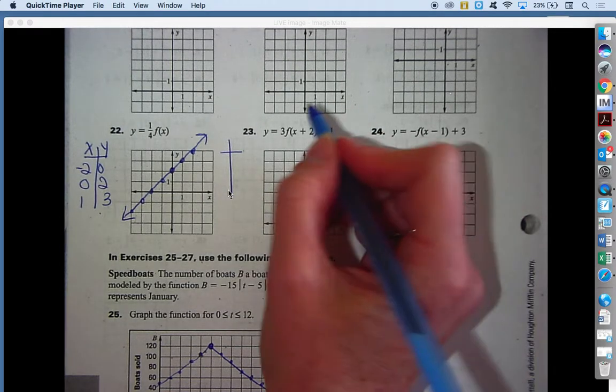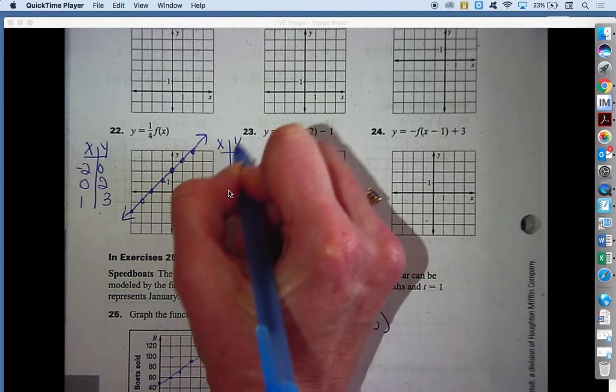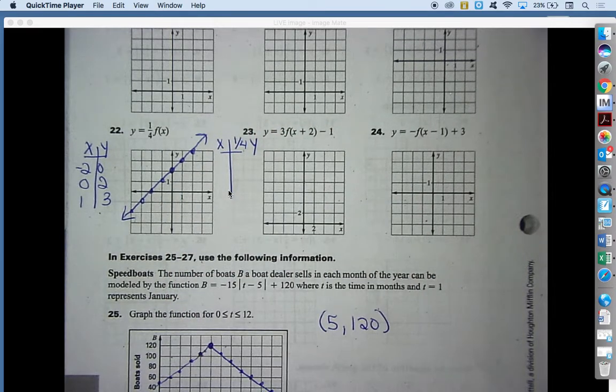Right, I'd multiply it with my y value. So I'm taking 1/4 times y. Anything outside of the function always affects y. Whatever's inside the parentheses changes x. So as a rule of thumb, if it's outside, y is changing. If it's inside the parentheses, x is changing.